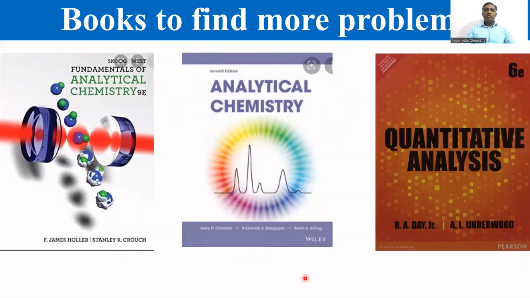So where to look for more problems? Here I presented some very good books. The first book given here is the book by Skoog, West, Holler and Crouch. The book name is Fundamentals of Analytical Chemistry, 9th edition. And you can also refer to the 7th edition of Analytical Chemistry by Gary D. Christian, Dasgupta and Schug. You can also refer to Quantitative Analysis by Day and Underwood.